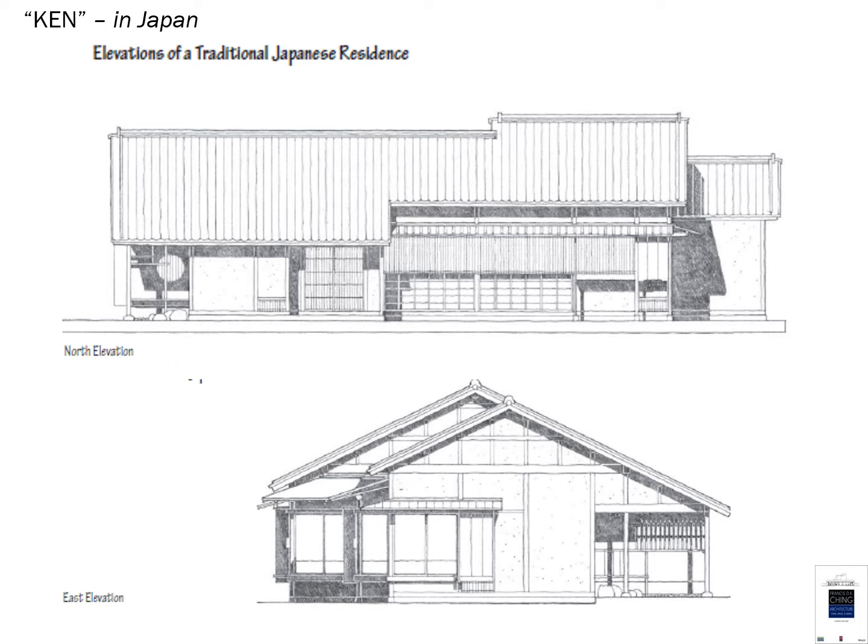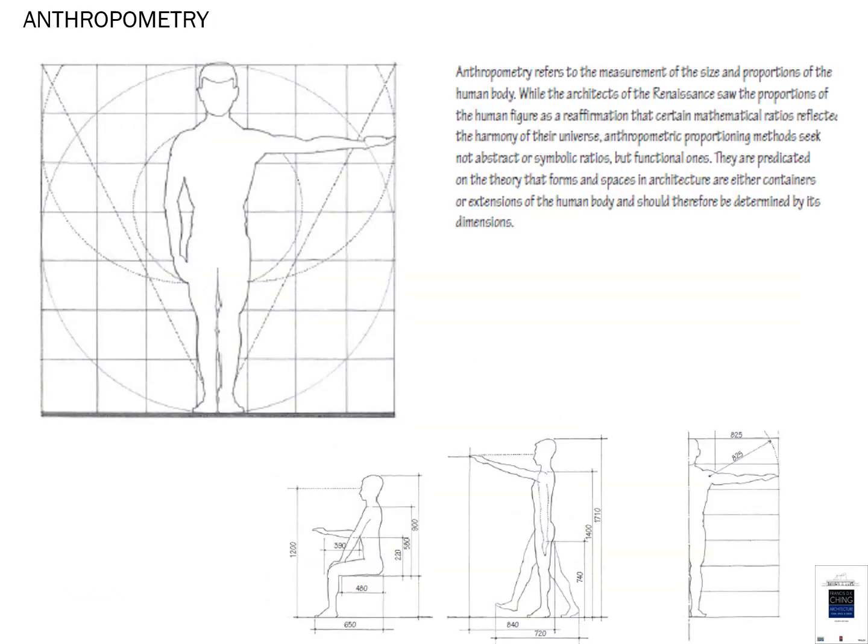Just a couple elevations. Anthropometry refers to the scaling of things to the human proportions. So while the architects of the Renaissance saw the proportions of the human figure as a reaffirmation that certain mathematical ratios reflected the harmony of the universe, anthropometric proportioning methods seek not abstract or symbolic ratios, but functional ones. So you'll see this in the Architectural Graphic Standards.